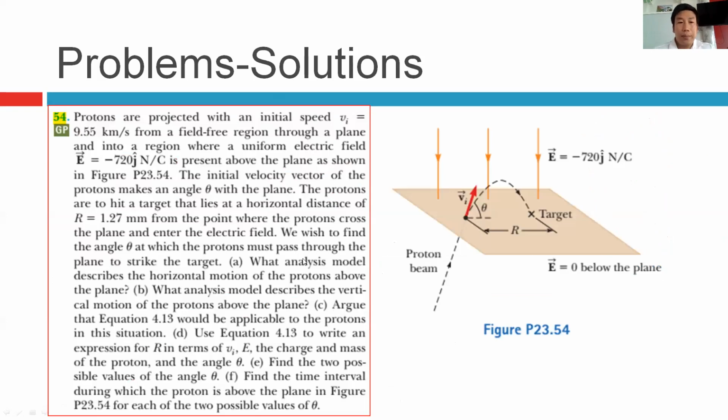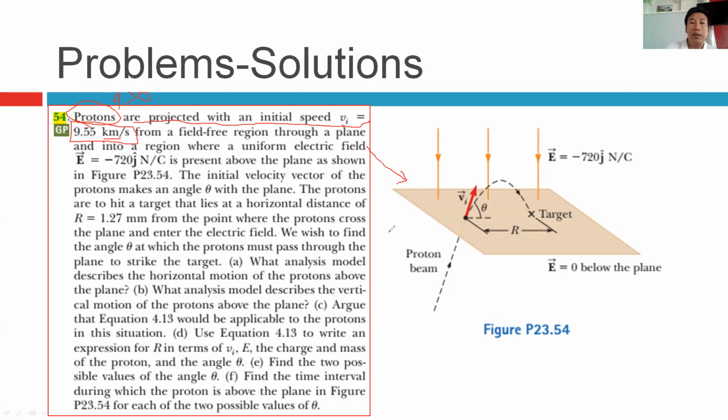So now we go to this problem. The question is really long, right? A proton is projected with a velocity vi, as given here, into a field region. In this case, Q is positive, right? We need to know whether Q is positive or negative when we read the question.